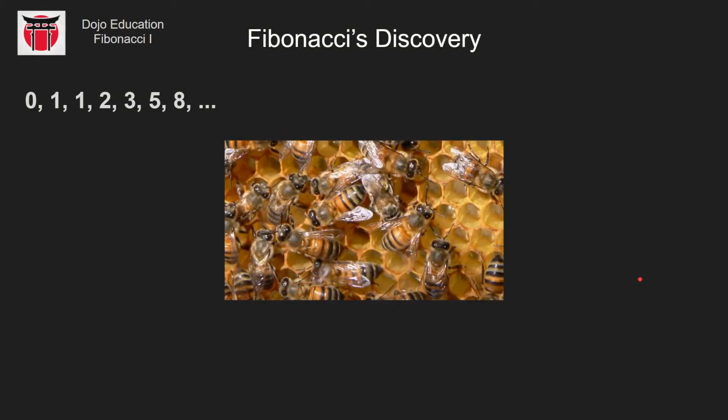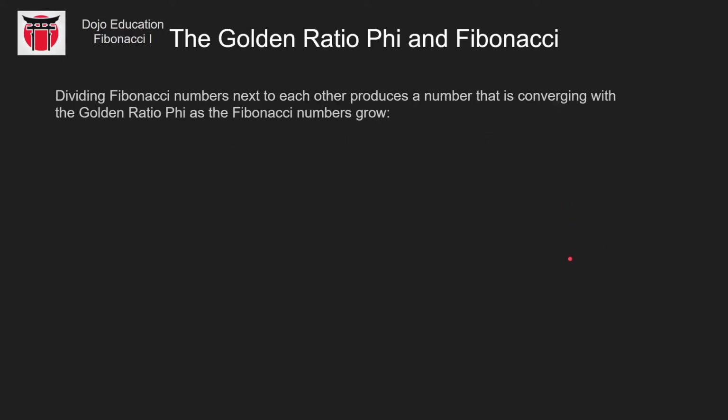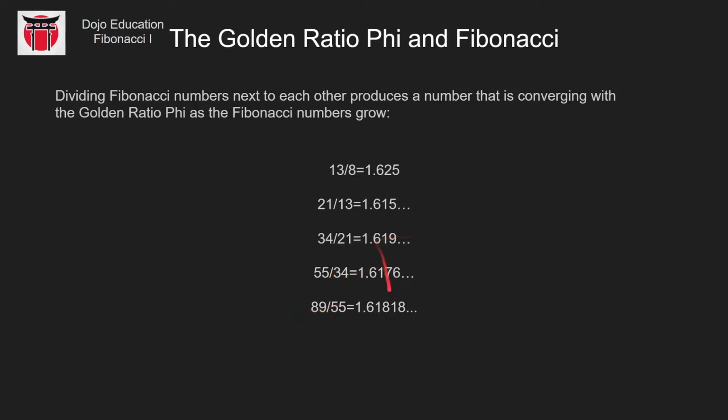There are many occurrences of this in nature, and the family trees of male bees are an actual example of the Fibonacci sequence. So while it's not true for rabbit populations, it holds true for other animal populations in nature. And we're getting closer to our application in technical analysis now. When we divide the Fibonacci numbers next to each other, that produces a number that is converging with the golden ratio, which is very important in technical analysis. We get closer to the golden ratio the higher we reach in the Fibonacci sequence. This 89 divided by 55 gets us pretty close. That's the golden ratio, phi.